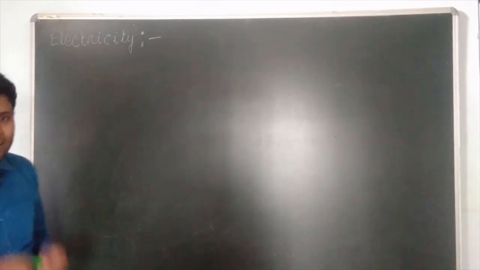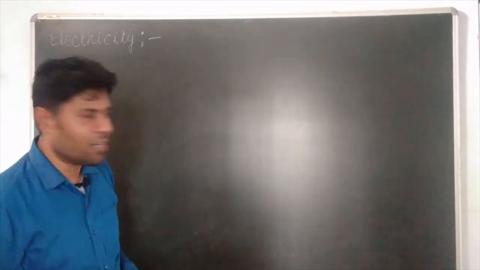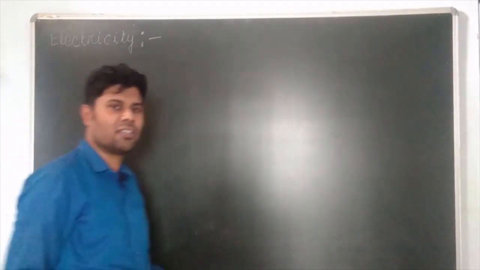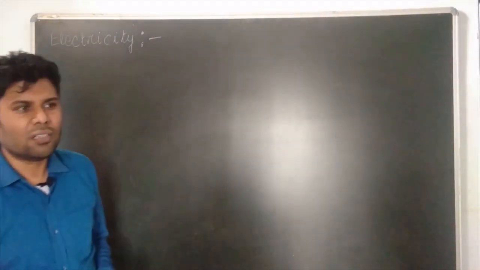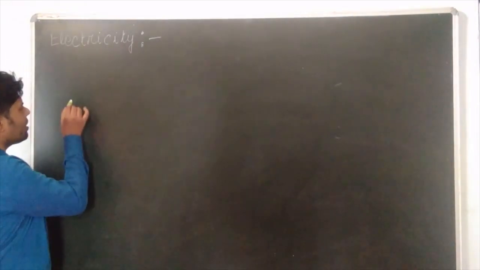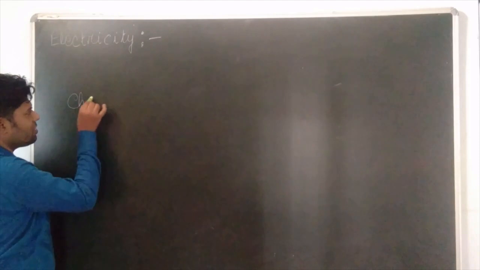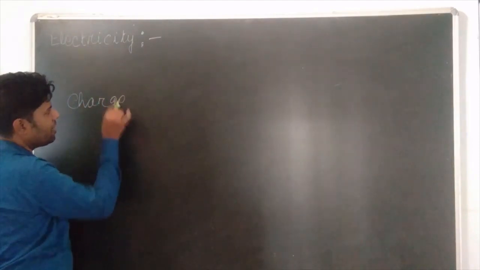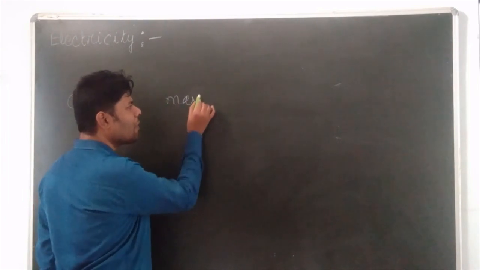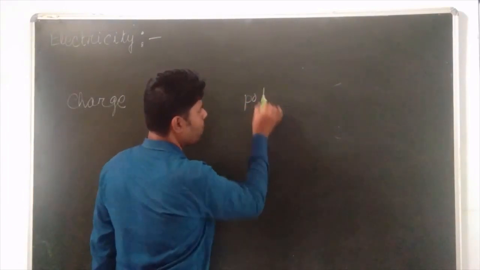So today the topic is electricity. This electricity comprises different topics like charge, electric field, current, Ohm's law, motor, generator. So the basic cause of electricity is nothing but the charge. Now definitely the question is coming to your mind, what is meant by the charge? Before knowing the definition of charge, you must know what is mass and what is pole.